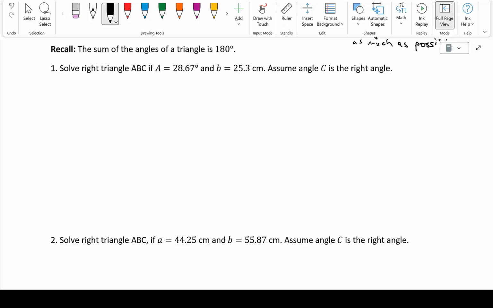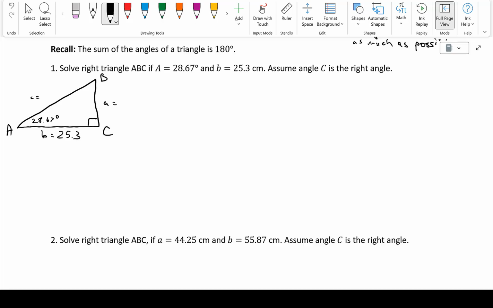So for all these, we generally just want to start with a picture. It doesn't matter if it's accurate. We just need a triangle, or a right triangle more specifically, that's labeled correctly. We want C as the right angle. I'll just go A, B, C then around the triangle. Capital letters are generally used for the angles and lowercase for the sides, with little side a always opposite angle A, little side b opposite angle B, and c opposite angle C there. So we can label what we know, the 28.67 degrees for angle A, and the 25.3 centimeters for side b.